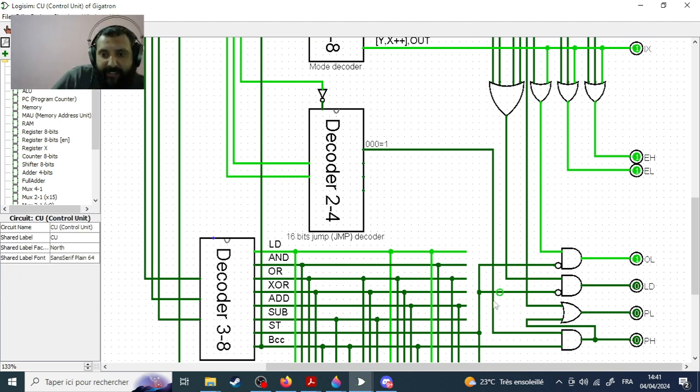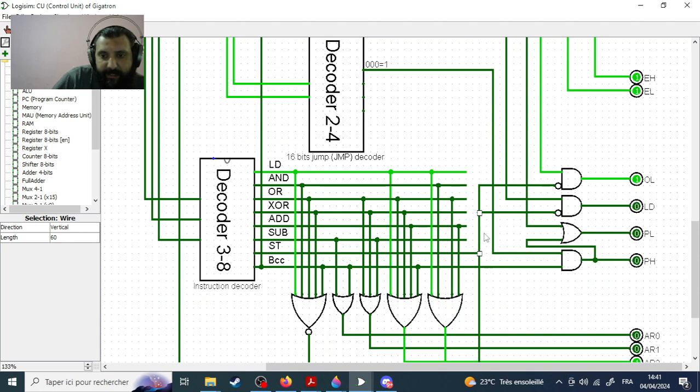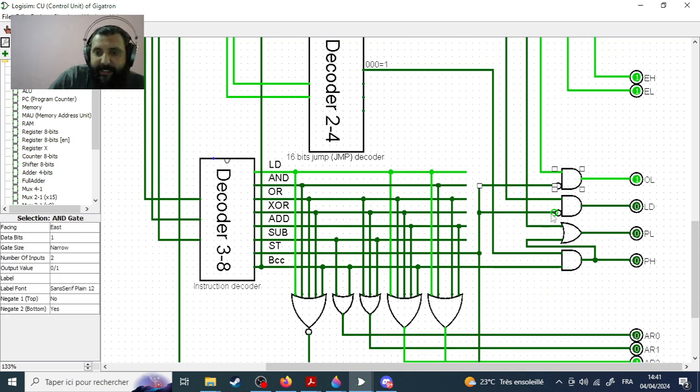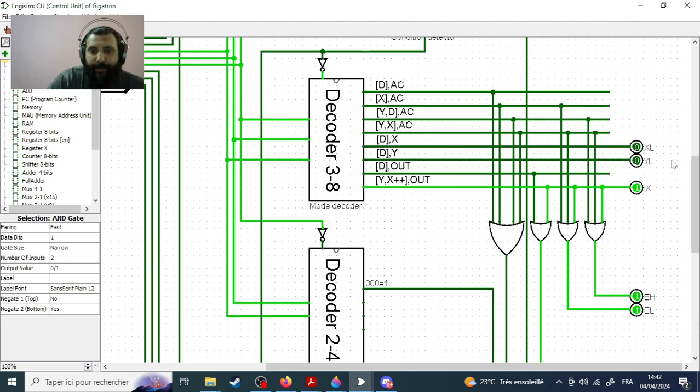You have to remember that this signal is coming from the SOR. We will study that. The SOR will disactivate the signal of OL and LD. This AND is used to activate and disactivate, so enable or disable those two signals. We will see that later. Anyway, we studied the OL and LD. They are very simple. Do you have questions?